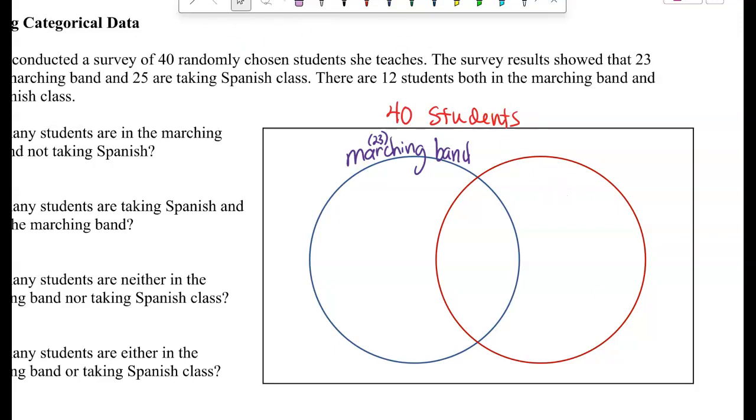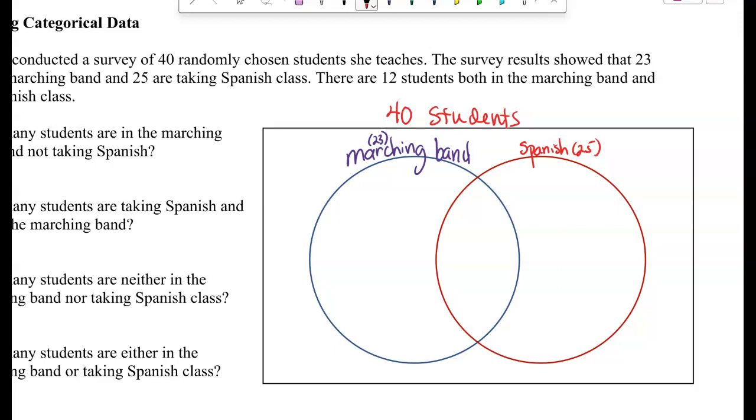Then in red, these are going to be the students who are in Spanish class. How many are in Spanish? 25. Okay. Now, why did I put those in parentheses? Everything in that red circle has to add up to that amount. Everything in the blue circle has to add up to the 23. With me so far?